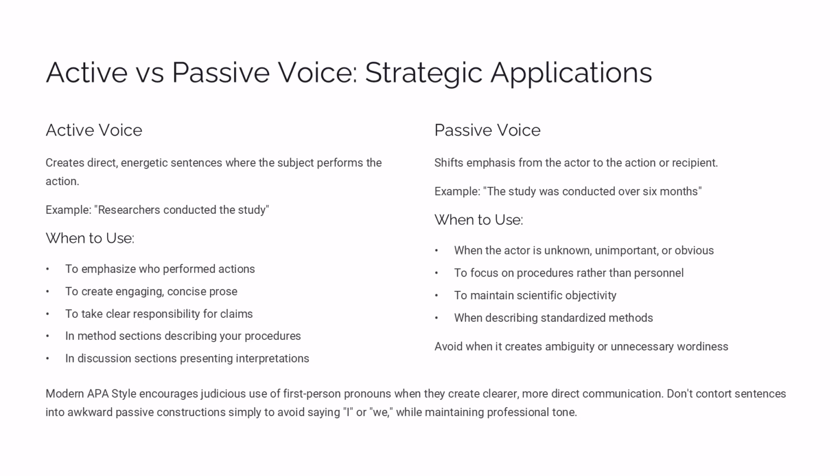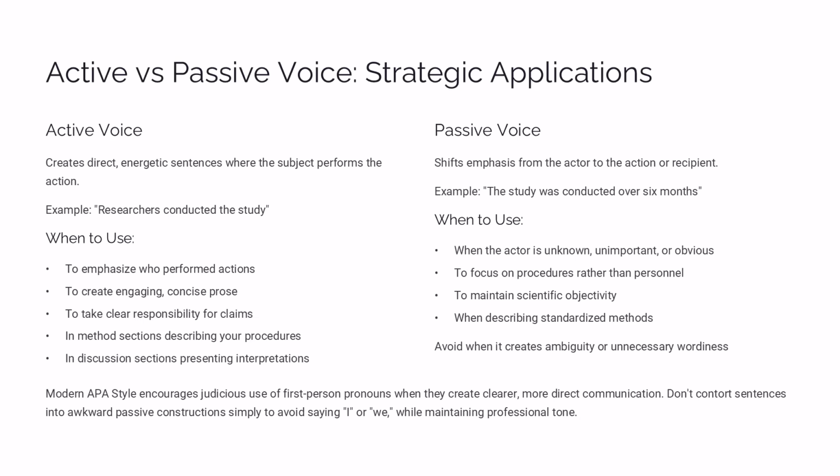Use passive voice when the actor is unknown, unimportant, or obvious from context. In many research contexts, the specific identity of who performed routine procedures is less important than what procedures were followed. "Data were collected using standardized instruments" focuses appropriately on the procedures rather than the personnel.